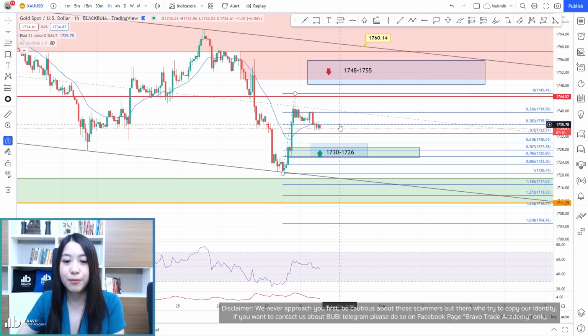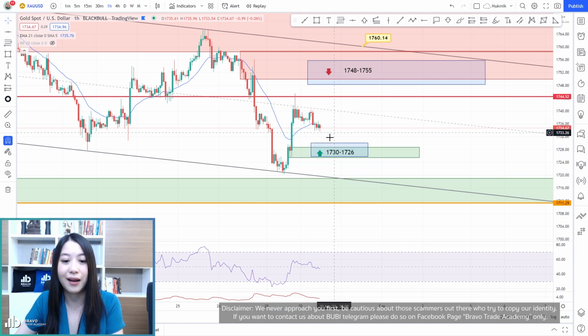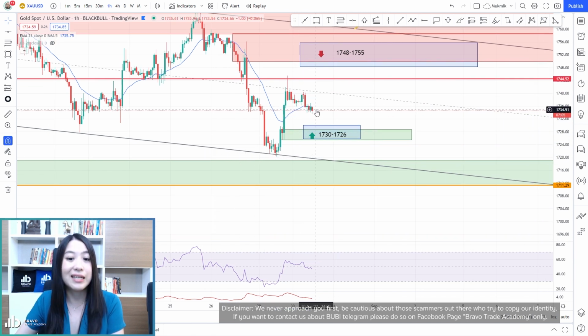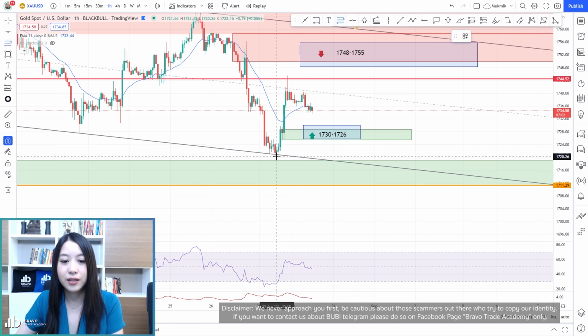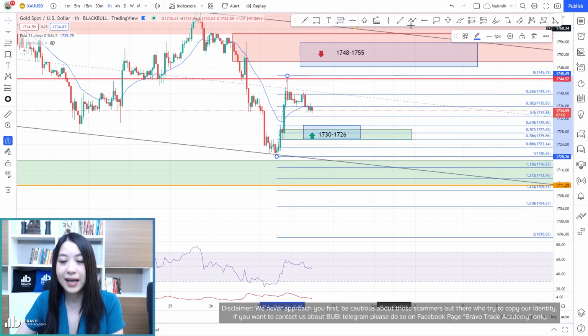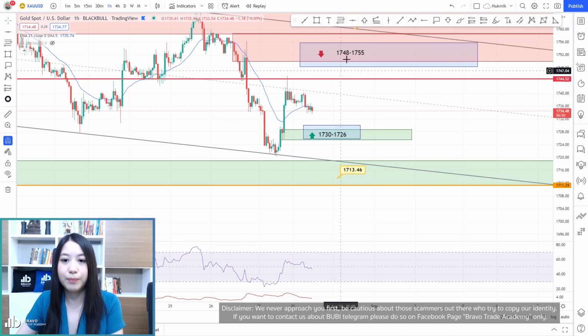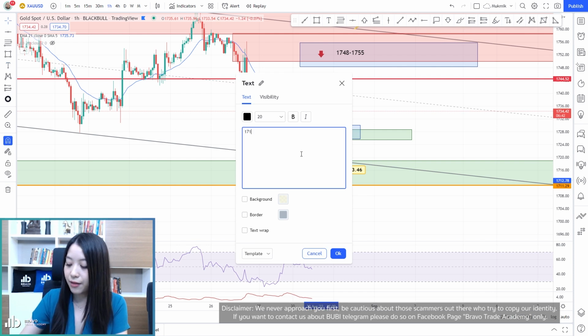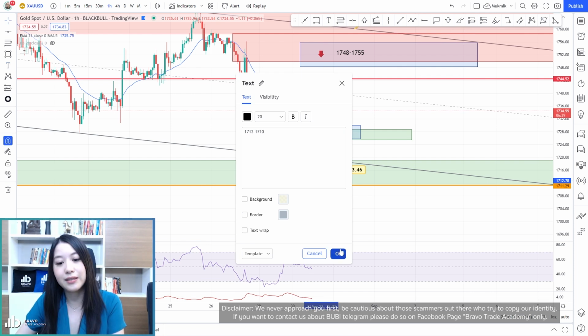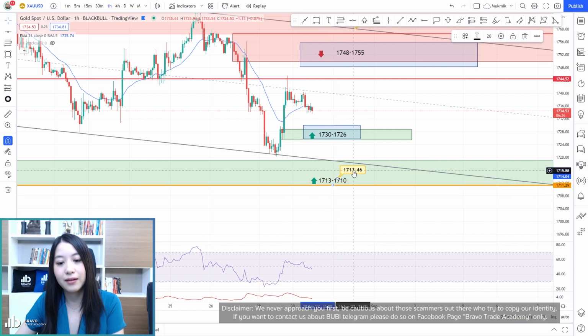What about another plan for buying? If our QM fails, where could you wait next? The next point that I would say is this Fibonacci extension at around 1713. For the plan here, I'll include our significant level as well, so that's going to be around 1713 to 1710. That's the second plan for buying, but you need to check for the classic divergence as well.